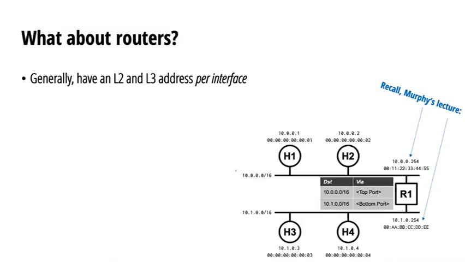So what about routers? This is something that might have been easy to miss from Murphy's lecture. He had this example up here with a router, and if you notice, this router has two interfaces, and it also has an L2 and an L3 address for each interface. So on this side, the router is participating in this L2 network, and on this side, the router is the receiver on this L2 network. It has an IP address for this interface that belongs to this subnet, and an IP address on this interface that belongs to this subnet. So we have an L2 and an L3 address per router interface.